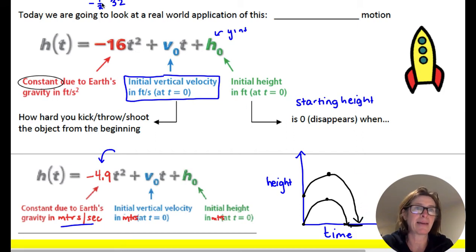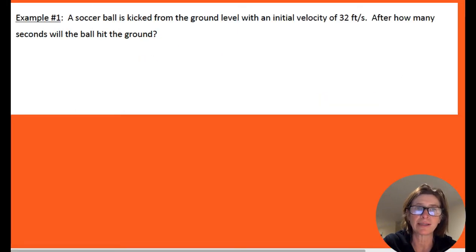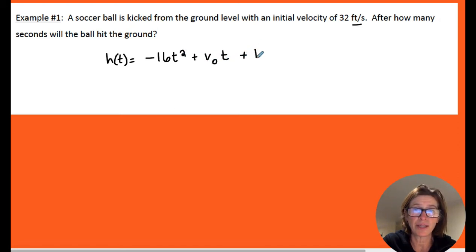So let's look at an example and building our own equations. A soccer ball is kicked from ground level with an initial velocity of 32 feet a second. Okay, so I see it's feet per second, so I'm going to use model 1. After how many seconds will the ball hit the ground? Okay, so I'm going to take my model, h of t equals negative 16 t squared plus v sub 0 t plus h sub 0.